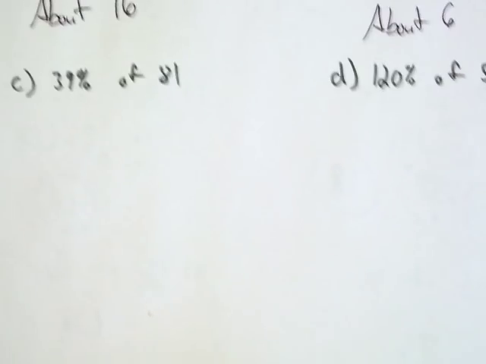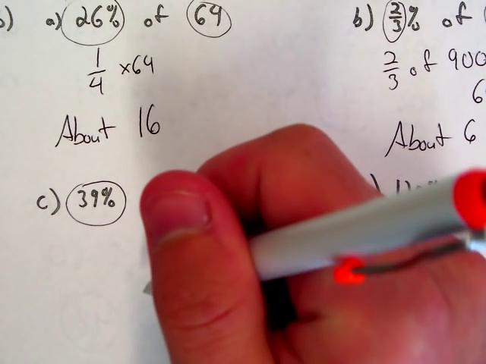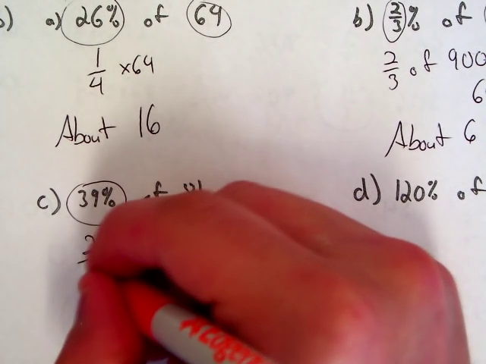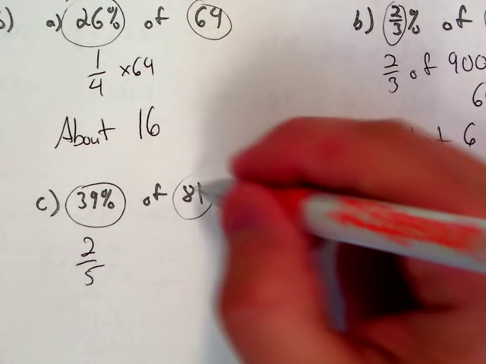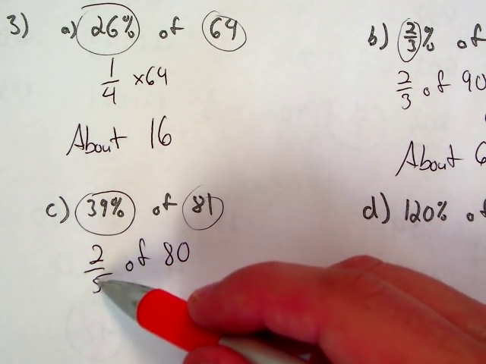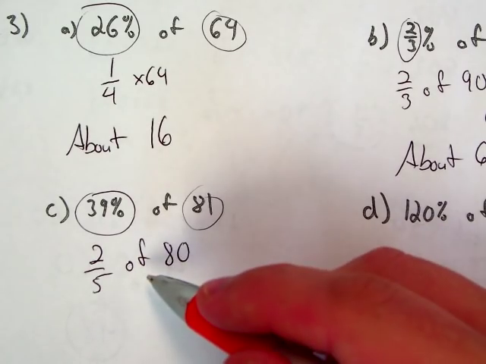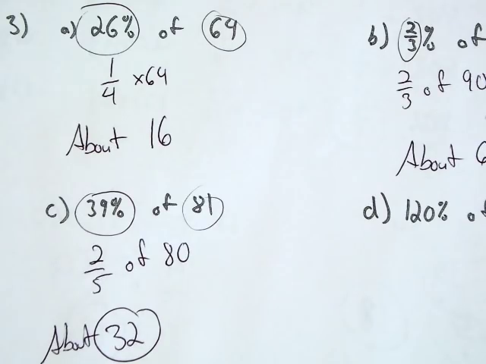Letter C, this one is going to be a little bit more difficult. 39% of 81. So 39% is really close to 40%. And I know that 40% is about 2/5 as a fraction. I can change 81 to 80. So really, I increase the percentage by a little bit, and I decrease the number by a little bit. So my estimate should be still pretty good. Now, if I go through this, I know that 80 divided by 5 is 16. And 2 times 16, this is 32. So about 32 is 39% of 81. And if you were to calculate the actual number, 39% of 81 is 31.59. So this is a pretty good estimate.